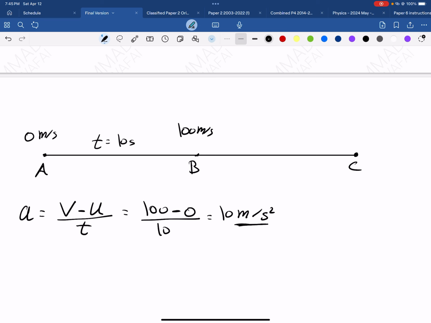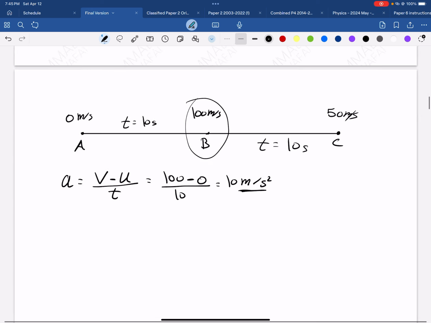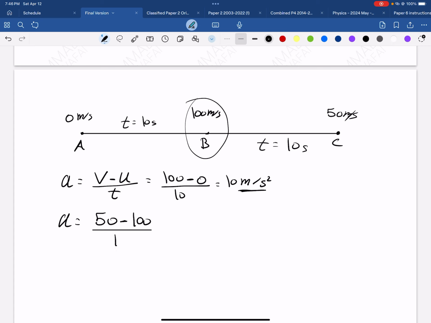Okay, so let's say at point B, the driver decided to decrease his speed to about 50 meters per second. Let's say that happened in 10 seconds as well. Let's keep the time the same. He decreased the speed in 10 seconds. Now, to calculate the acceleration, it's going to be the final velocity, which is 50, coming from a speed of 100, divided by those 10 seconds. So that's going to give you minus 50 divided by 10, which is minus 5 meters per second squared.